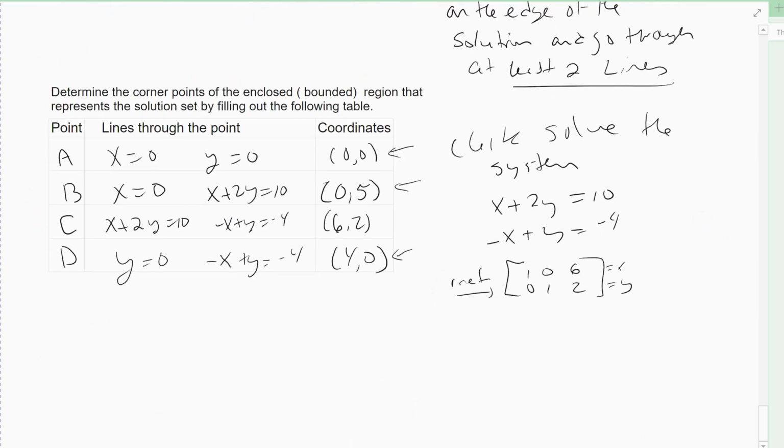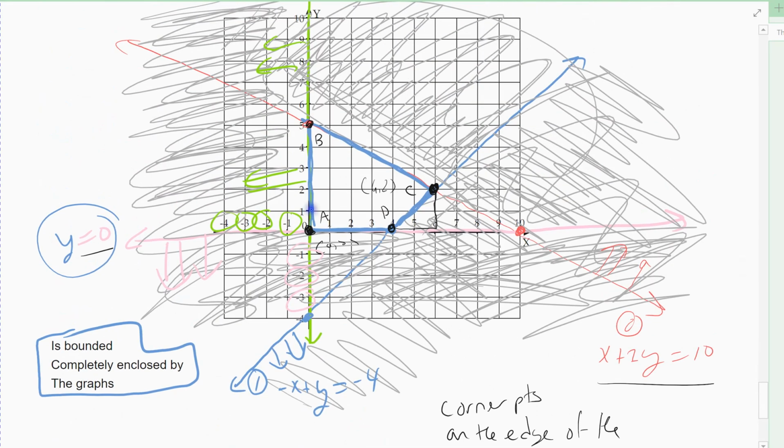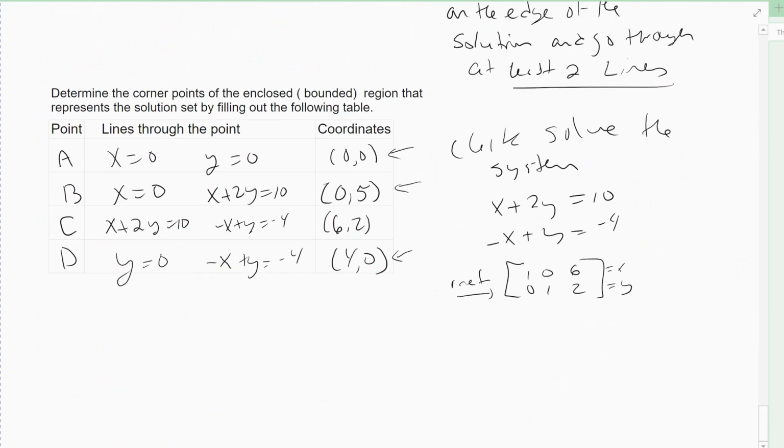Now again, in order to be a corner point, I have to exist on the edge of my solution set, and I have to go through 2 of my lines, which is what creates the corner. We call them corner points because they create a corner when they go through both of my lines, when they intersect 2 of my lines. And there's a reason why we do that, and we'll talk about that in 5.2, why we need that. That is an important theorem that we're going to get to about corner points in my solution set. Alright, so we will stop there.